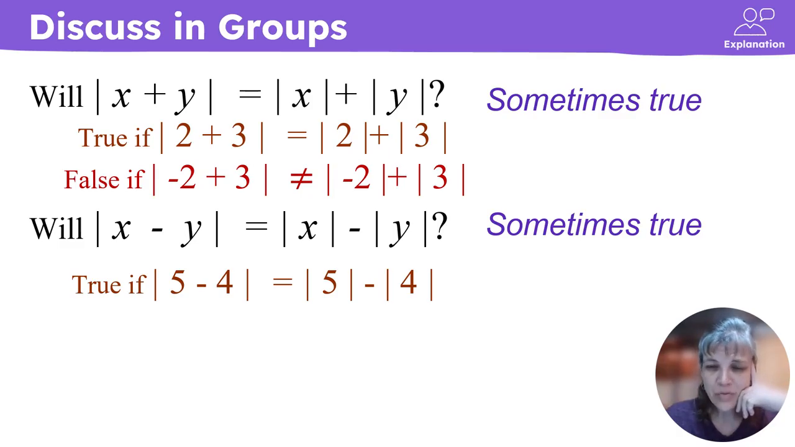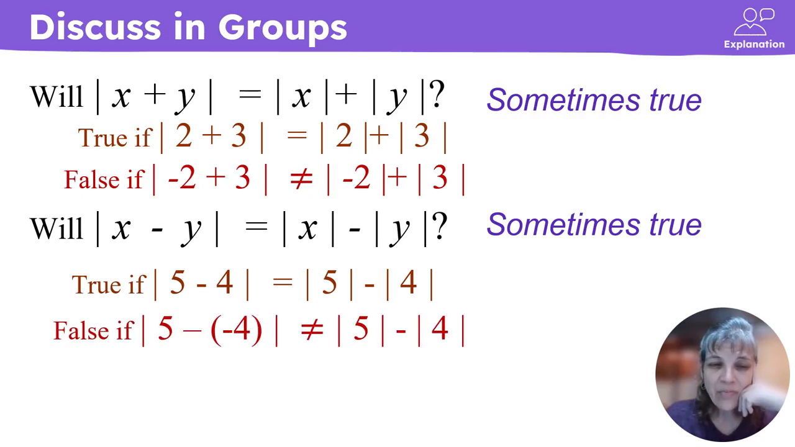So sometimes it's true. But if I had something like 5 minus minus 4, then on the left-hand side, 5 minus minus 4 would be equal to 9. But on the right-hand side, modulus 5 minus modulus 4 is equal to 1. So it's not always true.